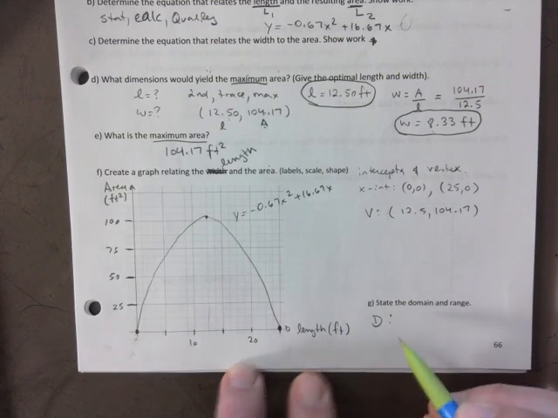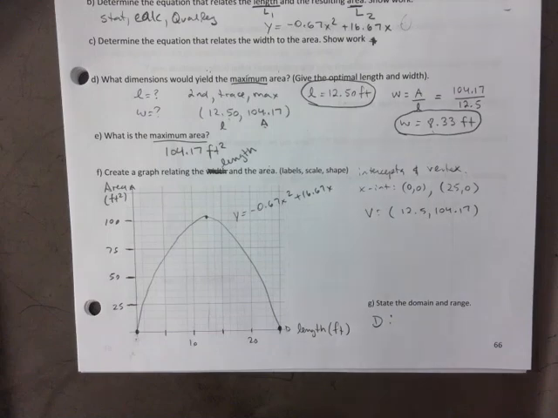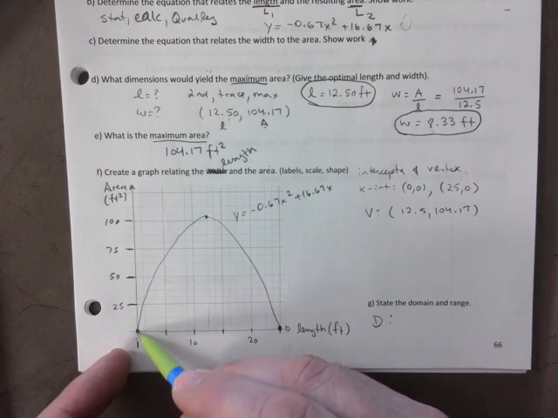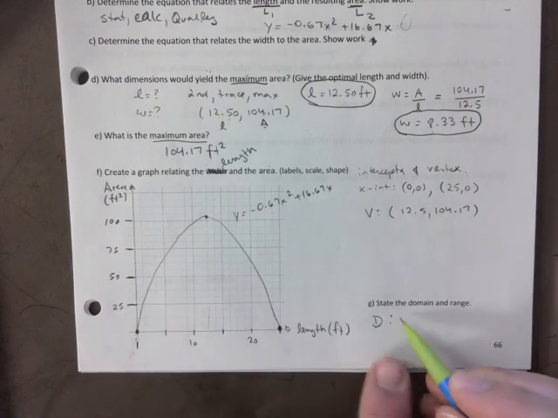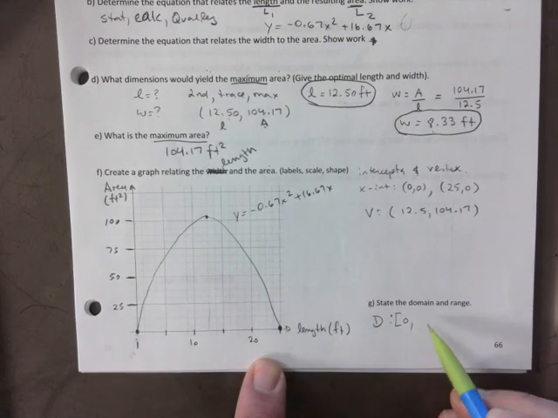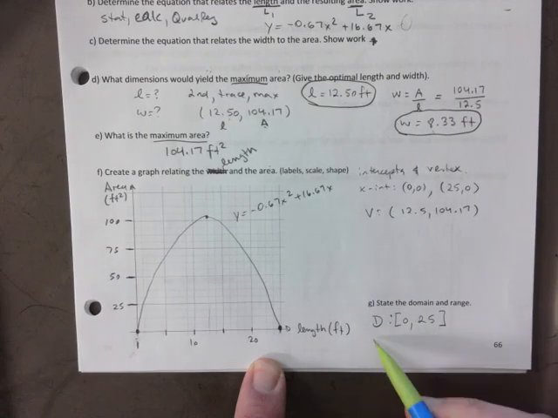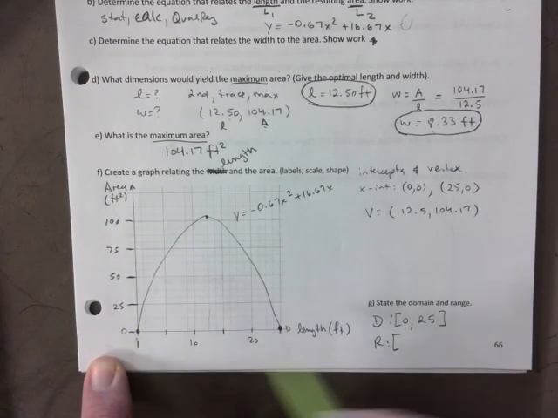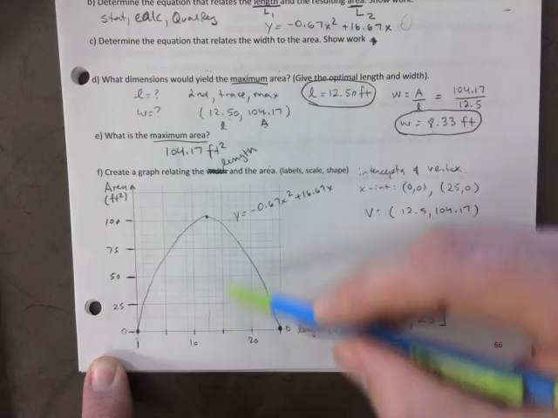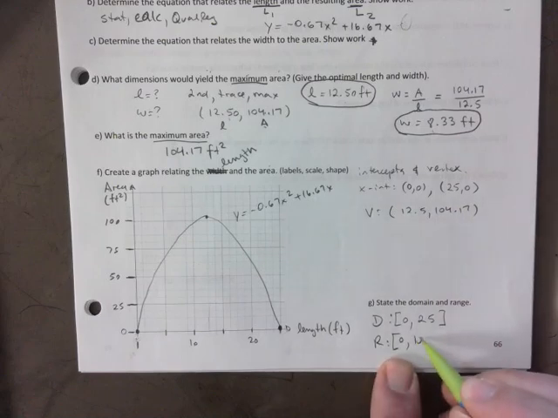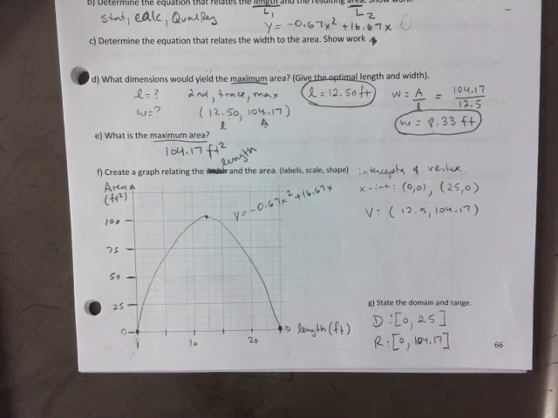Domain, some of you are still having a little bit of difficulty. Just look at your graph, right? Domain, x values. What's the lowest that I see here? It touches right there, so it's 0 all the way to 25. For range, the smallest area I can possibly have is 0, and the largest area would be 104.17. There we go.